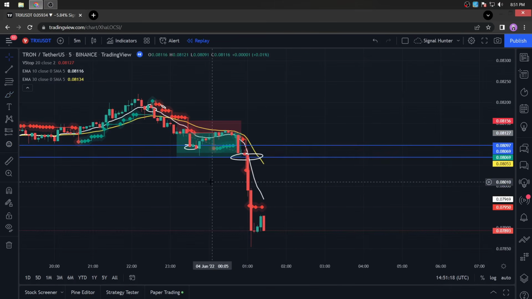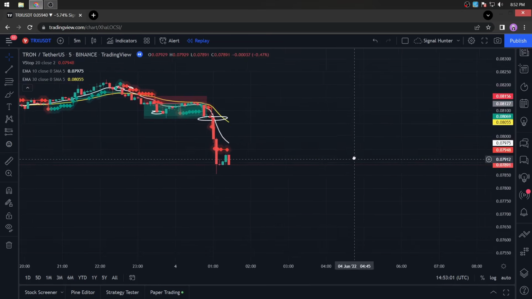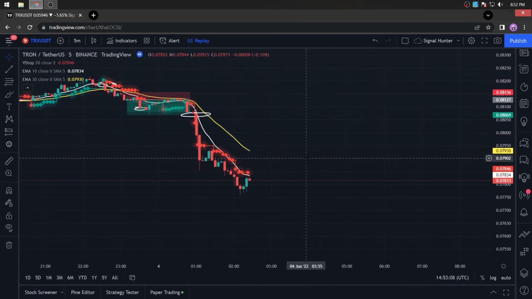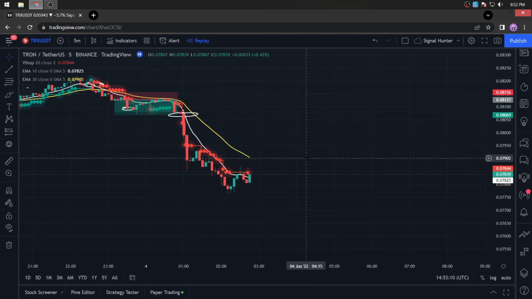And remember, if you have risk management knowledge, you can increase your profit target, but sometimes it's very risky. So I hope you guys understand how you can catch signals with the volatility stop and moving average indicator combination.